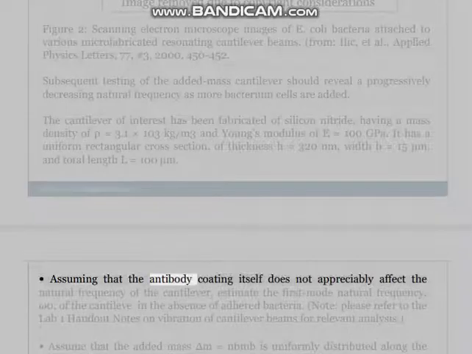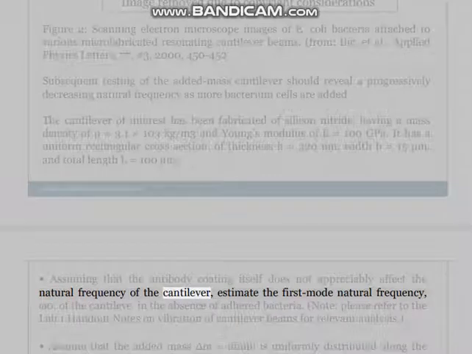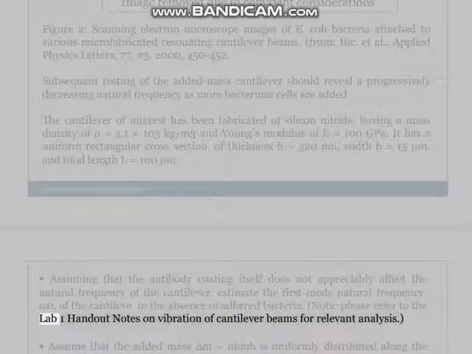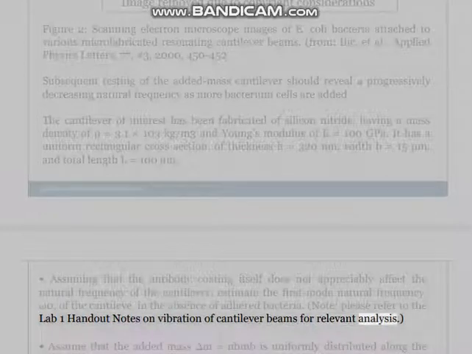Assuming that the antibody coating itself does not appreciably affect the natural frequency of the cantilever, estimate the first mode natural frequency, ω0, of the cantilever in the absence of adhered bacteria. Note: please refer to the Lab 1 handout notes on vibration of cantilever beams for relevant analysis.